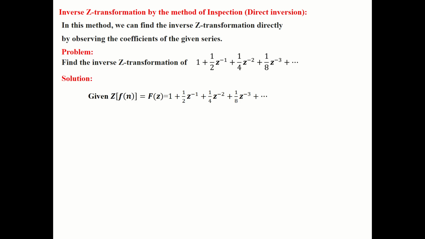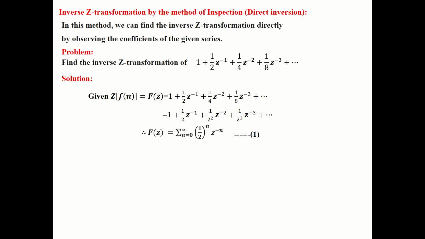Let us take capital F of Z, which is equal to the given series 1 plus 1 by 2 Z power minus 1 plus 1 by 4 Z power minus 2 plus etc. So this can be written as 1 plus 1 by 2 Z power minus 1, plus 1 by 4 can be written as 1 by 2 square Z power minus 2, and 1 by 8 can be written as 1 by 2 cube Z power minus 3. But 1 by 2 square can be written as 1 by 2 the whole square, 1 by 2 cube can be written as 1 by 2 whole cube, right? So this can be written as summation n equal to 0 to infinity 1 by 2 power n Z power minus n, equation number 1.